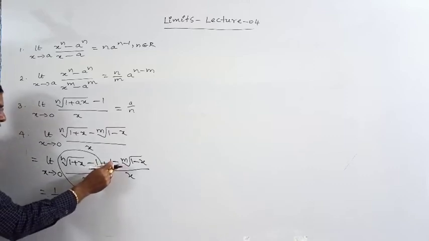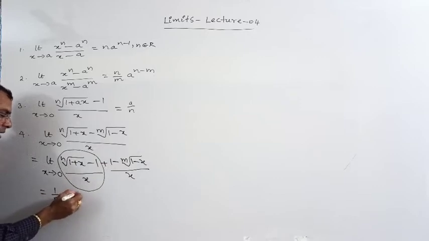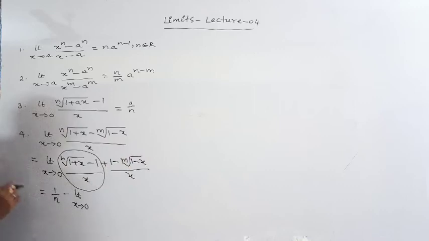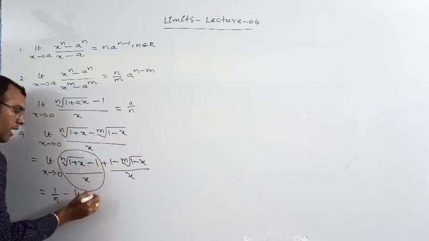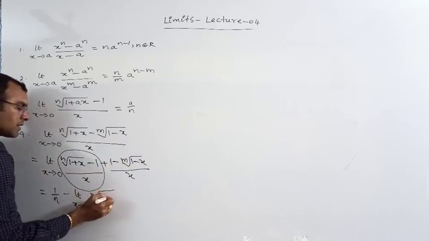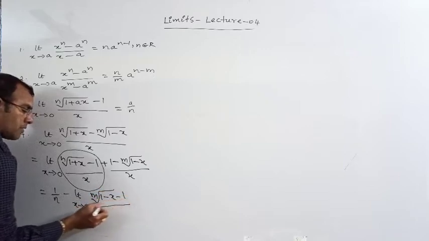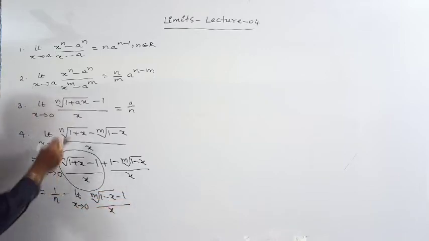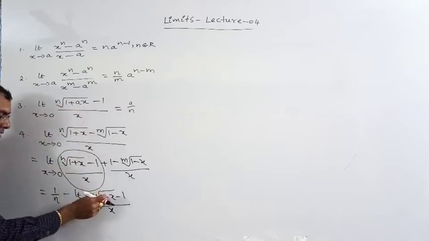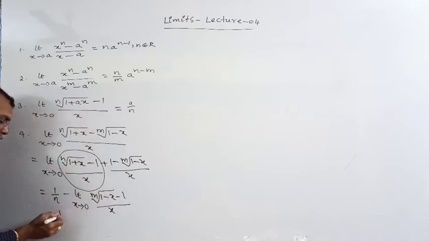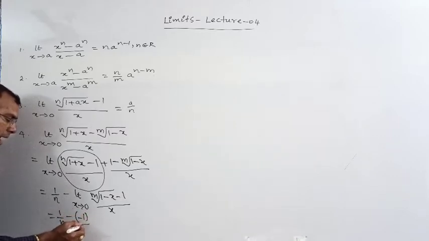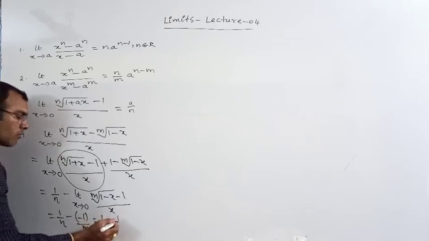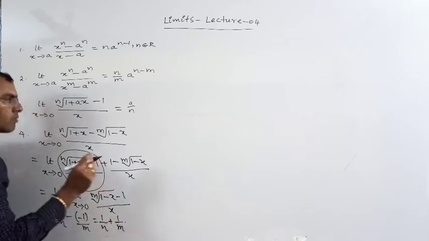Now for this, you take negative common, limit x tends to 0. So I can write (nth root of (1 minus x) minus 1) by x. So here a value is minus 1. So this I can write as 1 by n into minus of minus 1 by n. That is, you get 1 by n plus 1 by n. You write down.